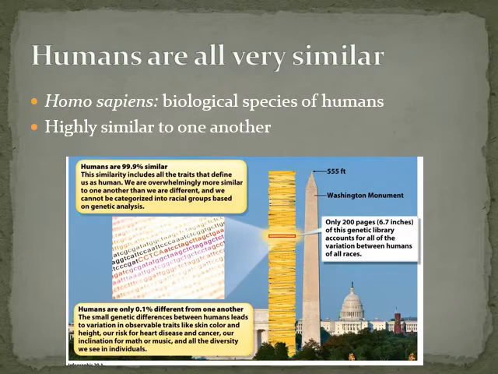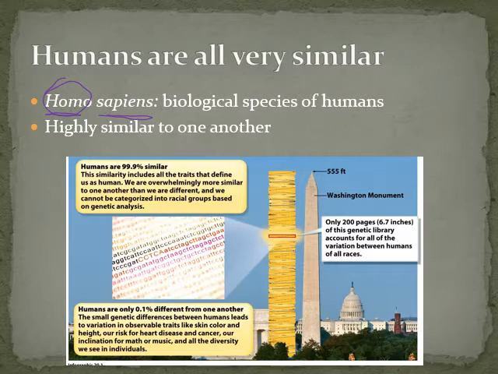So this chapter is focused pretty heavily on the evolution of human skin color. And as you should already know, we're all pretty similar, right? So Homo sapiens, that's the biological species of humans. Homo being the genus and sapiens being our species. We are the only species in Homo sapiens, although there are other species within the genus Homo, which we'll talk about a little bit later. So we are very highly similar to one another.